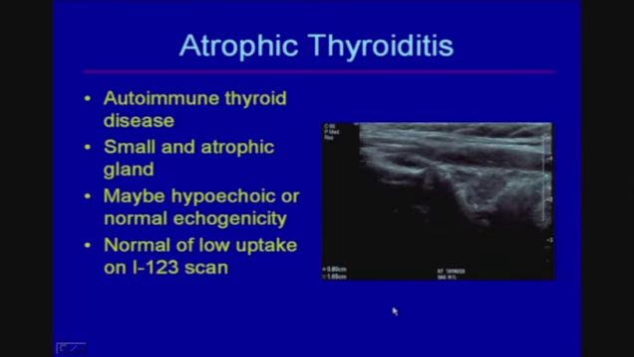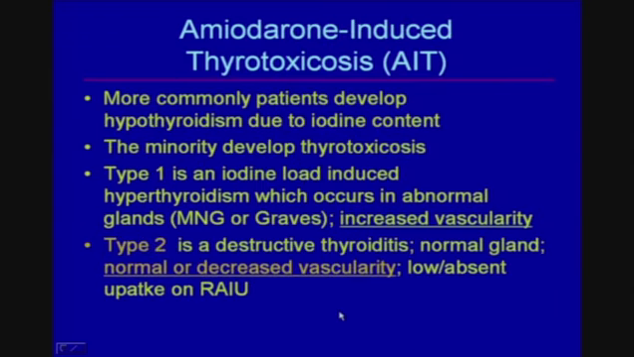Atrophic thyroiditis is just when we refer to an end-stage, very small gland. This gland is only 0.8 and 1.7 centimeters in dimension. It can be of any echogenicity. We may, in fact, never know the cause. It could be autoimmune related. It could be due to other things. It's just a very, very small and atrophic gland, regardless of the cause. And the vast majority of these patients, as you would imagine, are hypothyroid and have low iodine uptake.